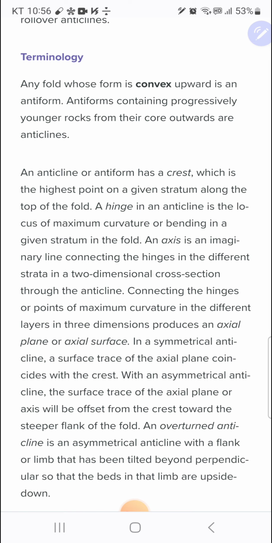An anticline or antiform has a crest, which is the highest point on a given stratum along the top of the fold. A hinge in an anticline is the locus of maximum curvature or bending in a given stratum in the fold. An axis is an imaginary line connecting the hinges in the different strata in a two-dimensional cross-section through the anticline.